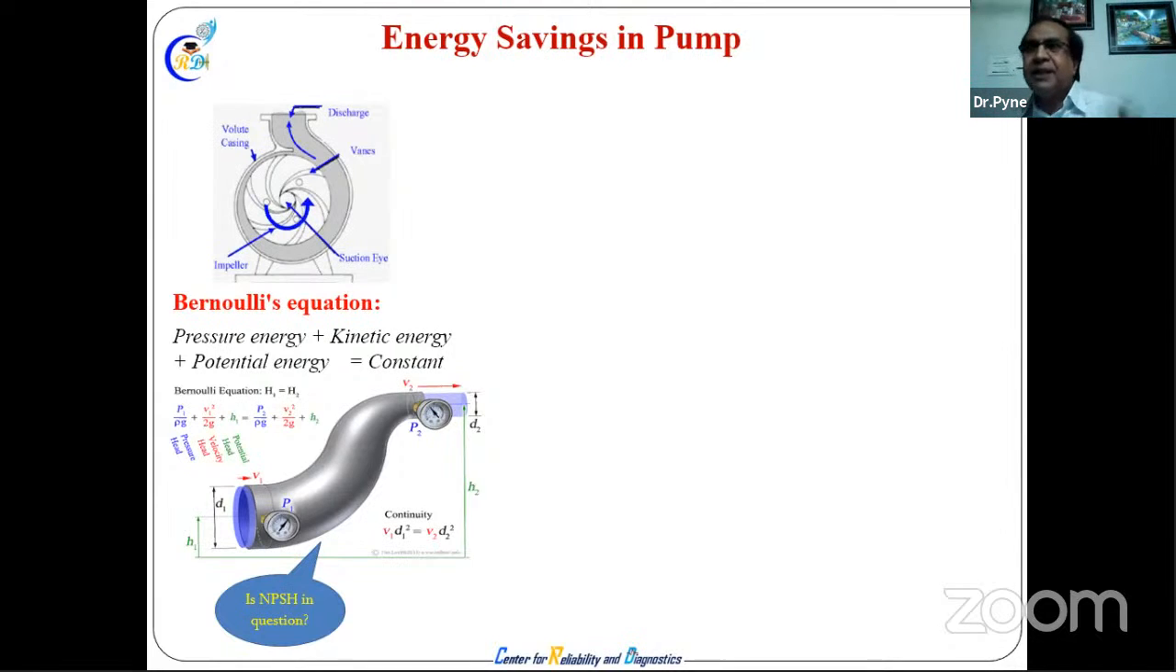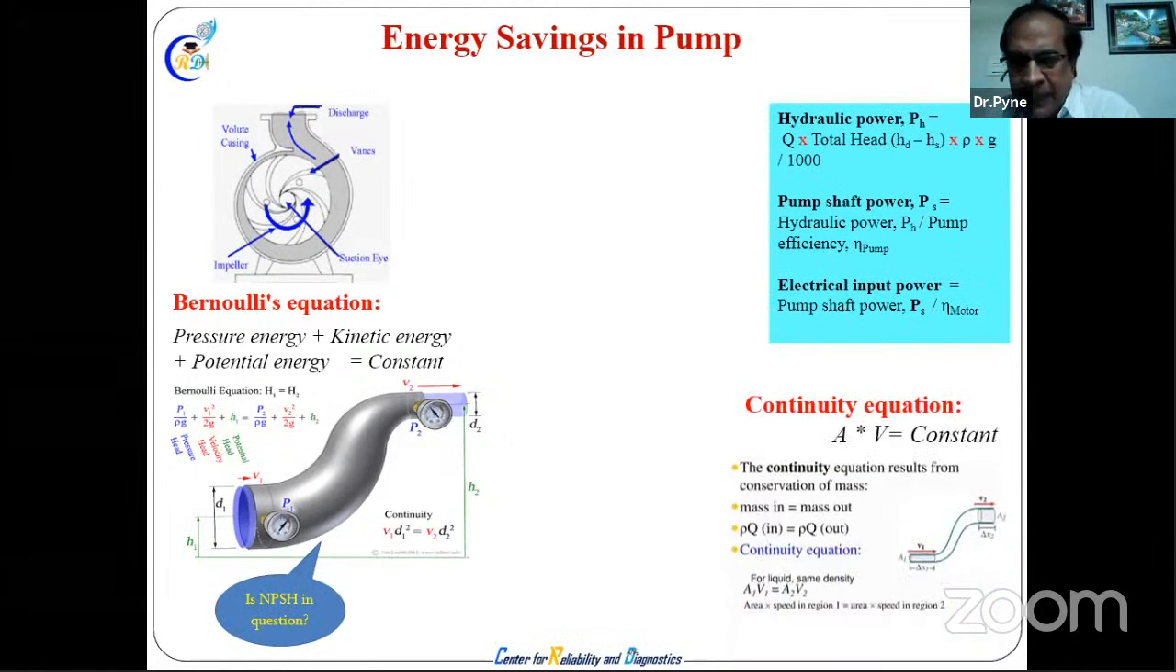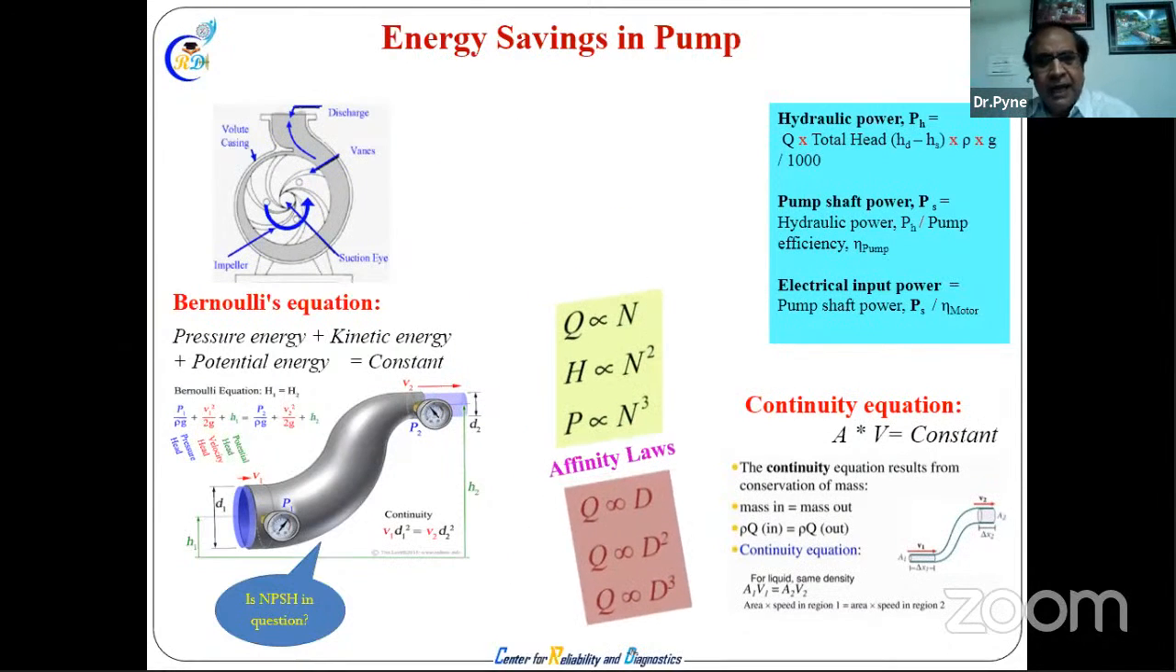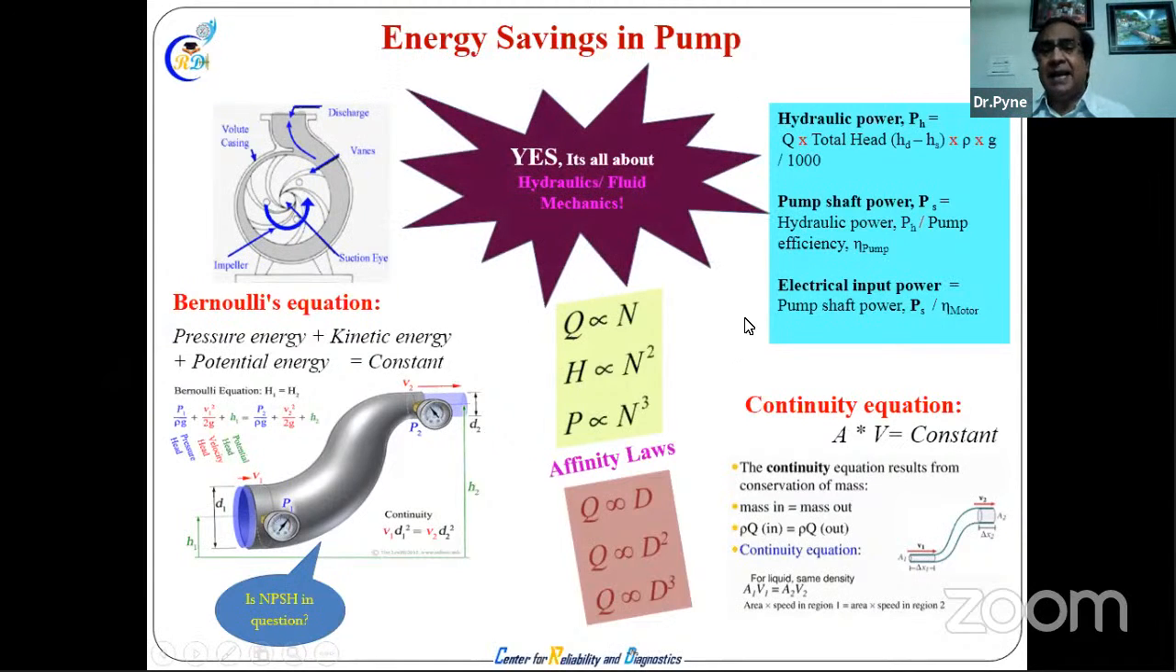In engineering, if you take decisions properly depending on the system curve in the field, we will always do a better job in the manufacturing stage of the pump. There are affinity laws where, by change of RPM, N being the RPM, and change of diameter, we get different flow, head, and power. These have to be taken into account. So energy saving, yes, is all about hydraulics and fluid mechanics.